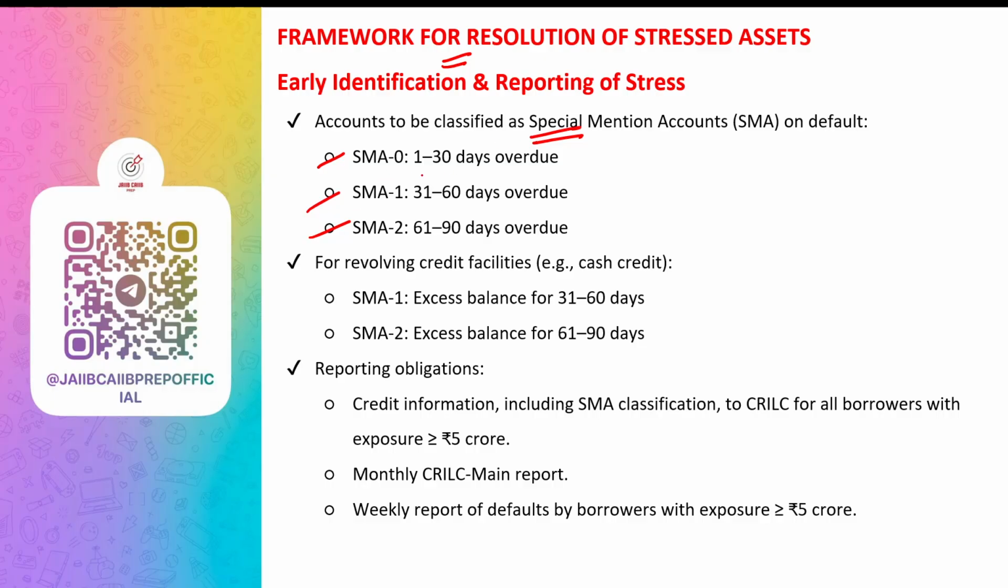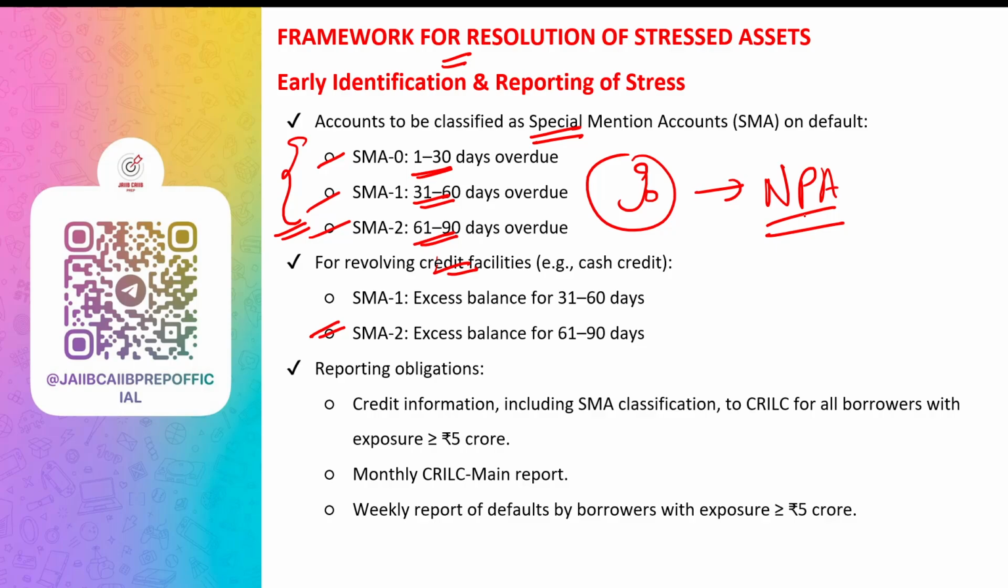The classification depends on whether the payment is overdue for 1 to 30 days, 31 to 60 days, or 61 to 90 days, and accordingly special mention accounts are assigned. For revolving credit facilities, there is no SMA 0. There is SMA 1 if the outstanding continuously exceeds the limit or drawing power for 31 to 60 days, or if the excess balance continues for 61 to 90 days, then it is classified as special mention account 2. Accounts that cross 90 days become non-performing assets.